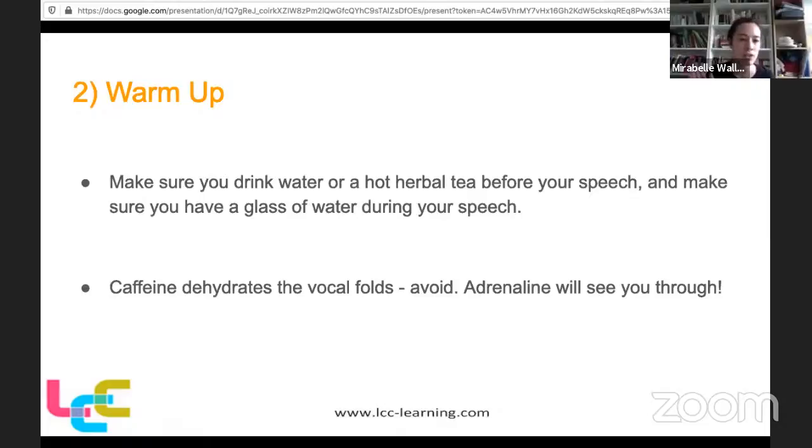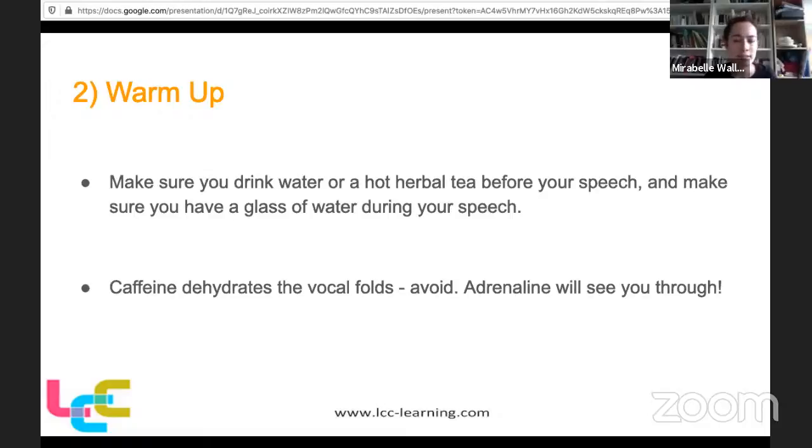I also think you should drink hot water. Sorry, not hot water. Drink water or a hot herbal tea. Make sure that you have a glass of water during your speech, just to keep your vocal folds really hydrated. I think avoid caffeine. That would be my suggestion, because it dehydrates your voice. And also it can make you a bit jittery.